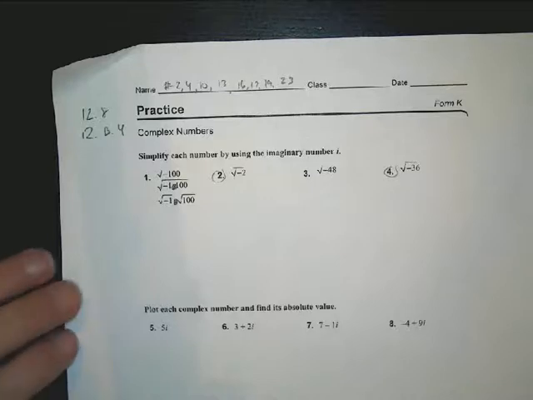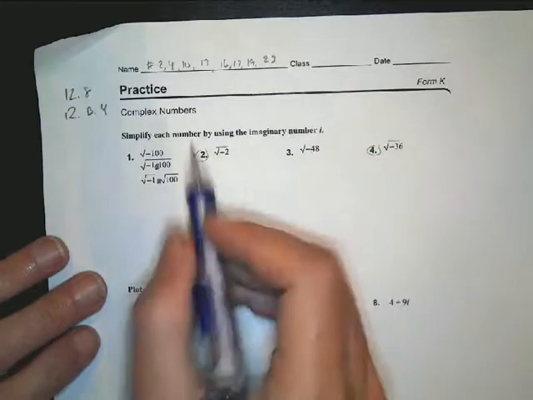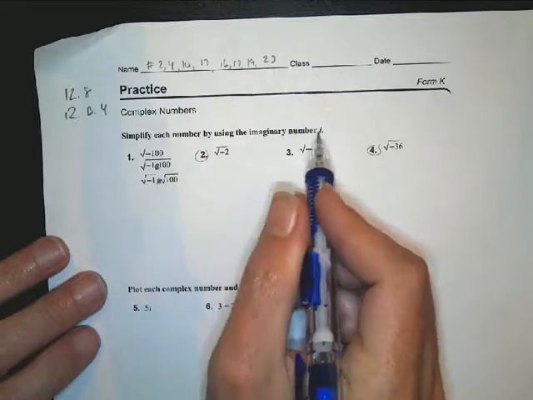Okay, this is homework help for Math 2, Unit 12, Lesson B4 or Lesson 8, depending upon how your teacher teaches things. So here we go. This is Form K, looking at these numbers written across the top. Let's take a look at complex numbers. We're going to simplify each one by using the imaginary number i to make this work.